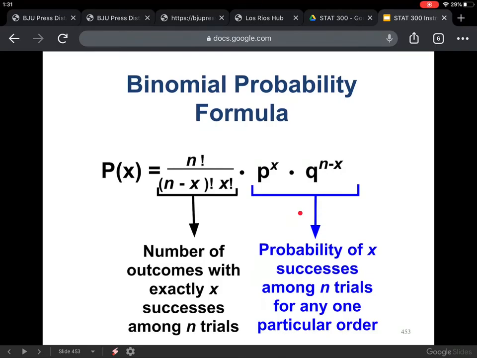Maybe rewind the video or read through these little notes that I have to make sure you understand the formula. I should be able to ask you about any part of the formula, and you should know what it stands for. What does the P stand for? What does the X stand for? What does the Q stand for? You will most likely see multiple choice questions pertaining to this formula.